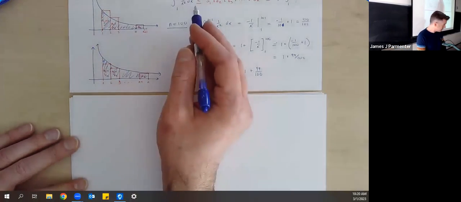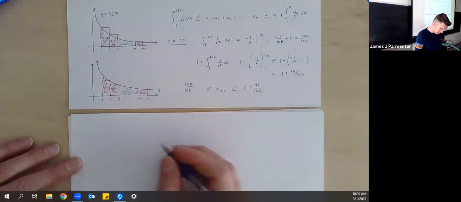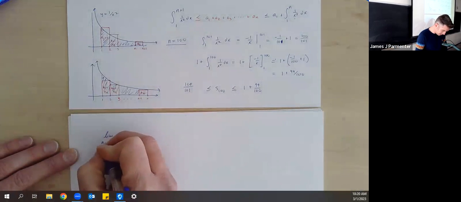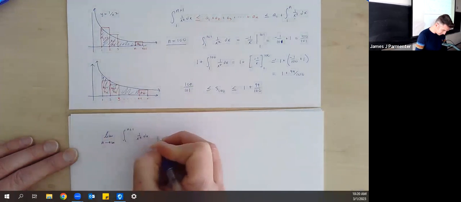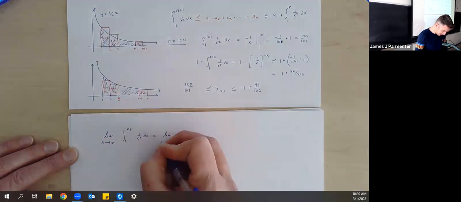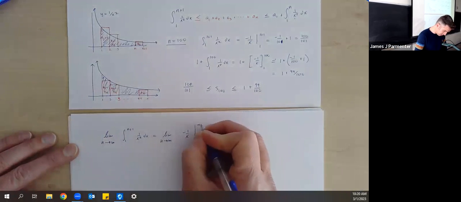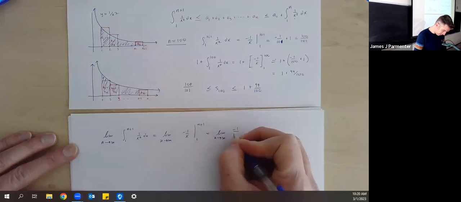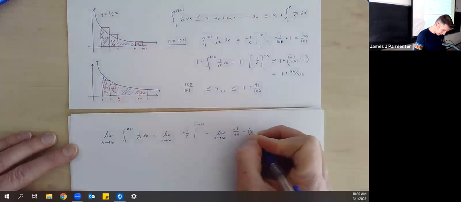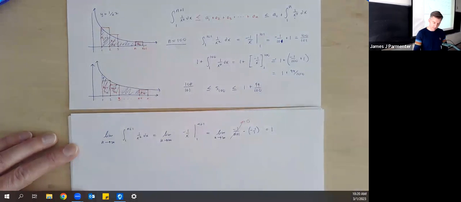So the idea basically is we're going to take this inequality and take the limit of everything. So the limit as n goes to infinity of the integral from 1 to n plus 1 of 1 over x squared dx is equal to the limit as n goes to infinity of negative 1 over x from 1 to n plus 1, which is going to be the limit as n goes to infinity of negative 1 over n plus 1 minus negative 1 over 1. That's going to go to 0. So we end up with positive 1.